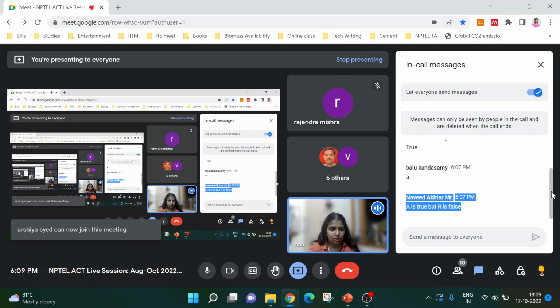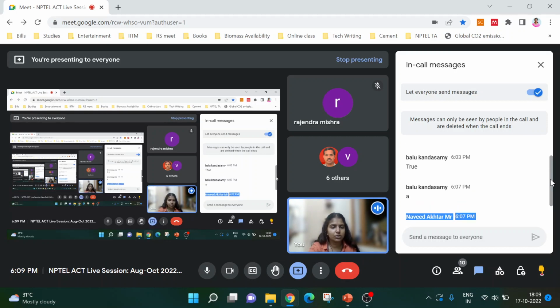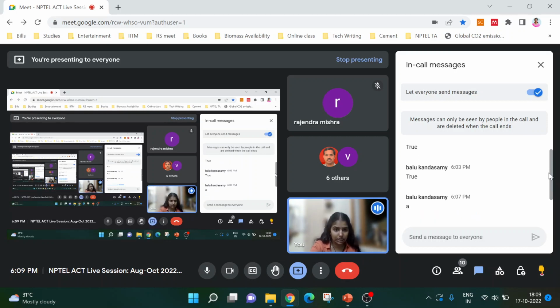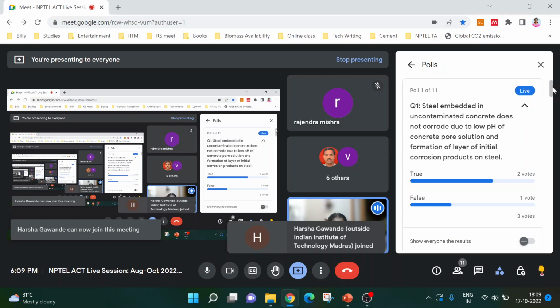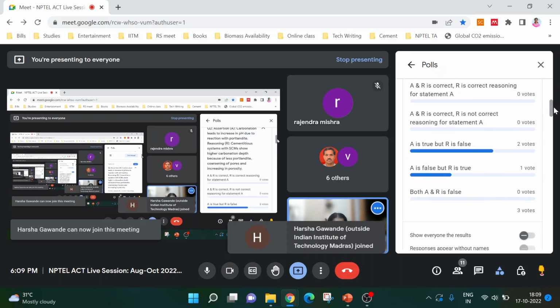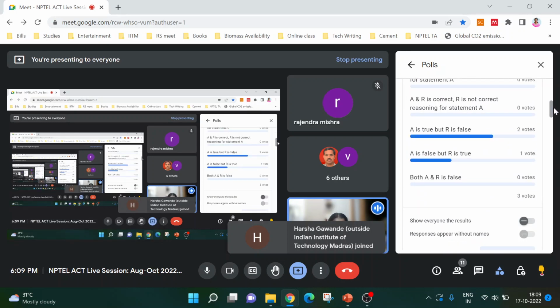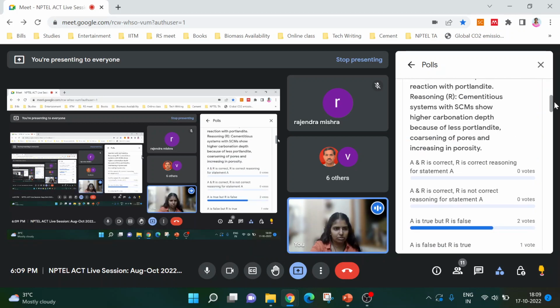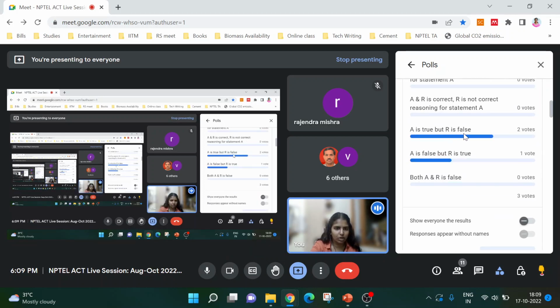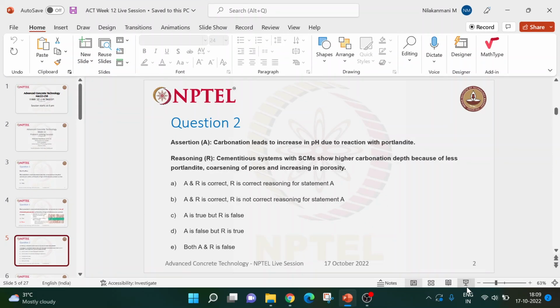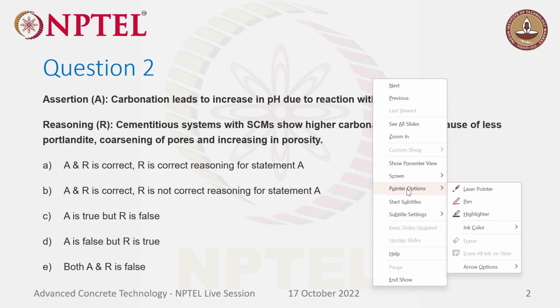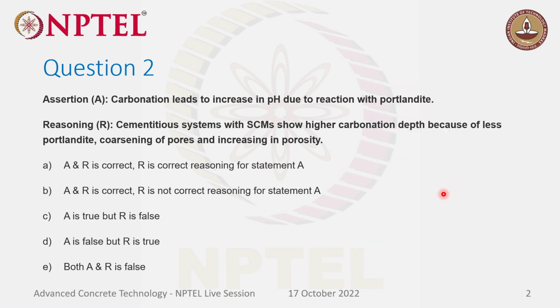A is true but R is false. Okay, someone has picked option A, which means both are true and R is the correct reasoning. Okay, let's see. From the polls, people have picked options C and D. C: A is true but R is false. Someone has picked D: A is false but R is true. Let's see what is right. What is the correct option? Anyway, only one option is going to be correct, not both.